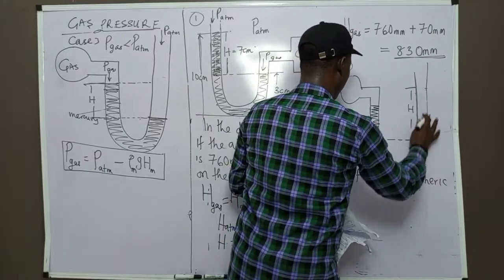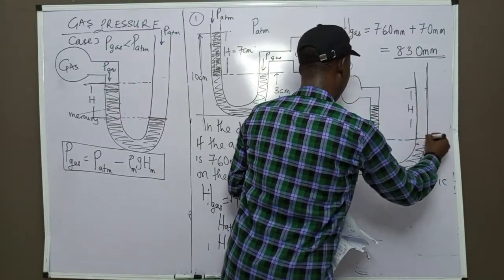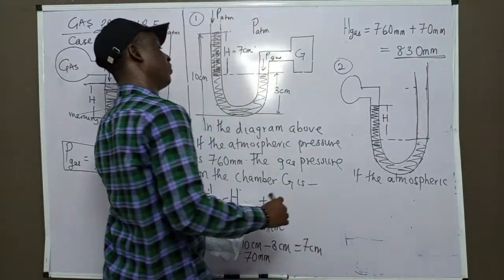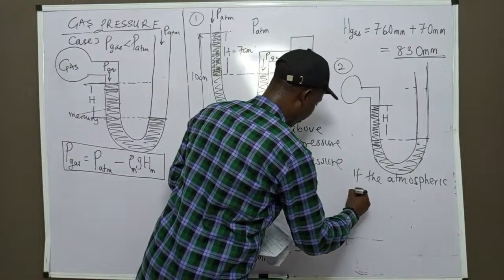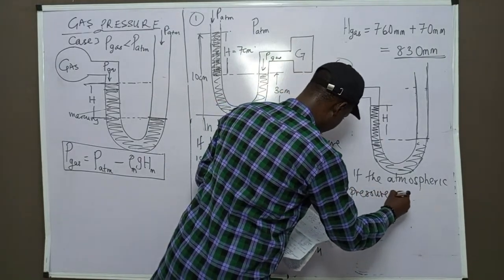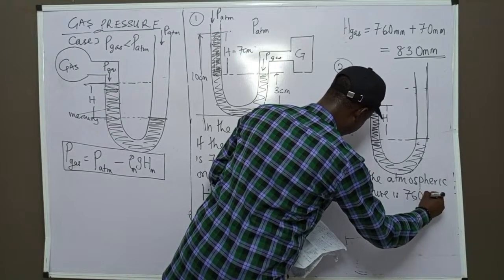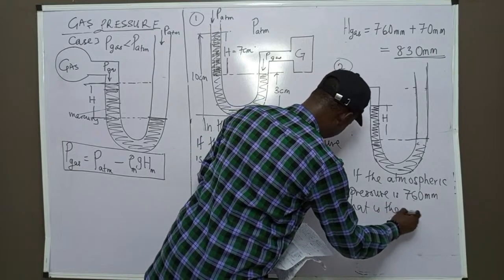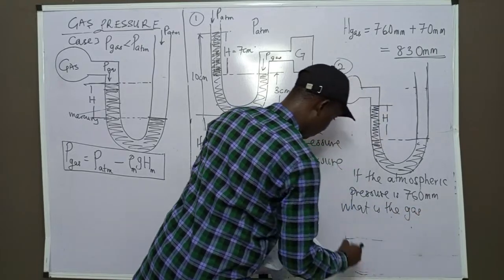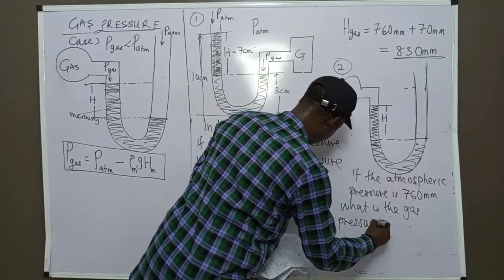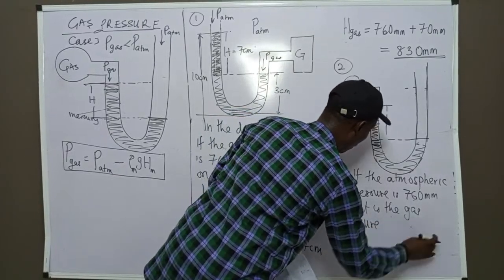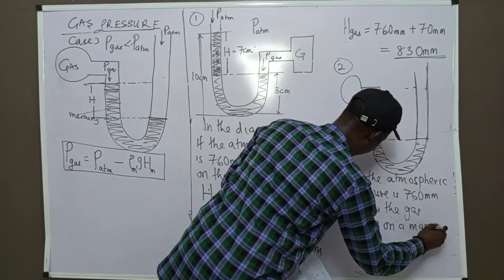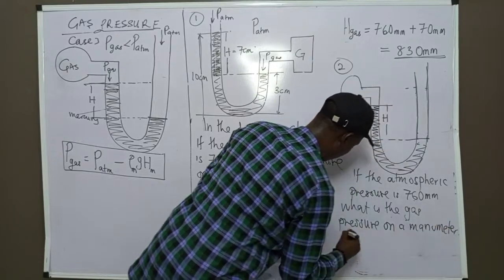Now, let's have it this way. This is the height of the liquid. Now, if they give us atmospheric pressure as 760 millimeter of mercury, what is the gas pressure? What is the gas pressure on the manometer shown above?